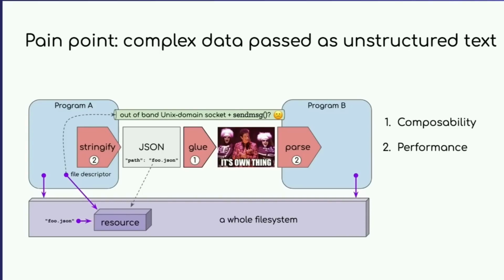And this is an example of a pattern that my colleague Dan Gohman calls ghosts, and he has a great blog post explaining all the problems and pain points that arise when you have ghosts in your programs. And more generally, the fact that programs A and B import a whole file system just to pass a file is an example of excess authority.